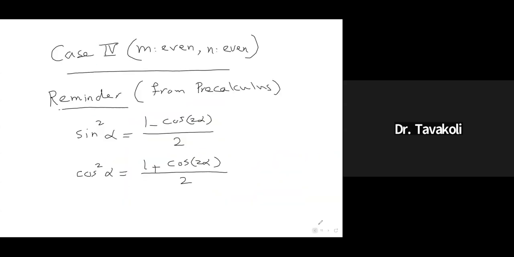Please try the next example on your own. This is very similar to these. The integral of cosine squared of 5x dx. This also falls under case 4. The power of sine is 0, even. The power of cosine is 2, also even. So we should use the identities that I reminded you of here. Obviously, since here we deal with cosine squared, we use the second identity.